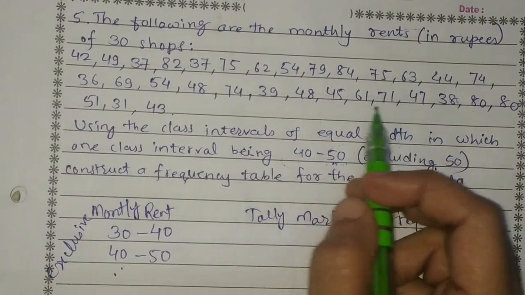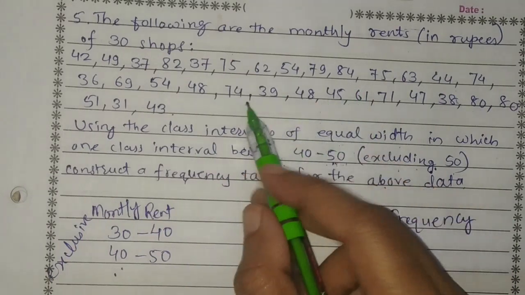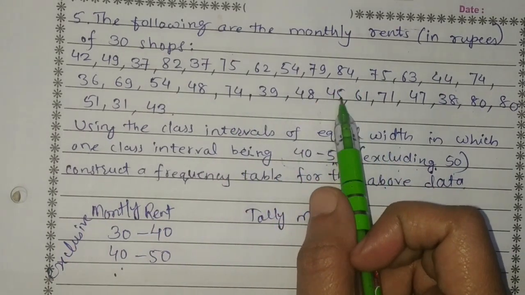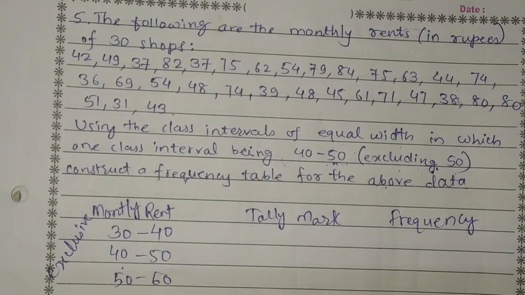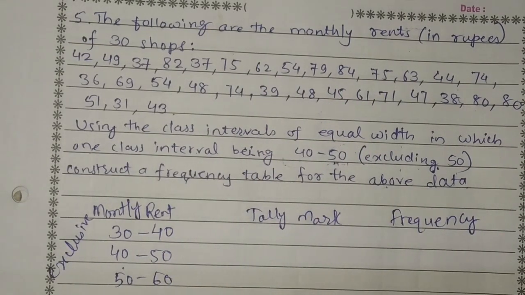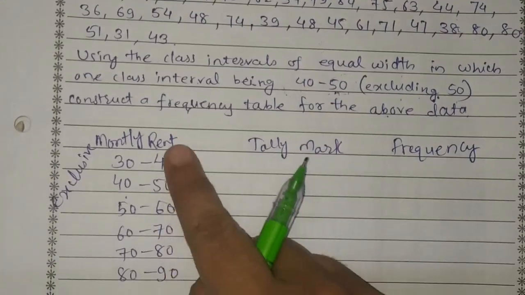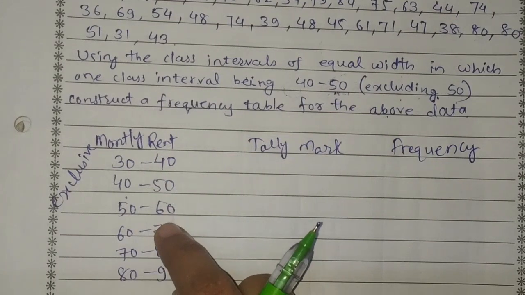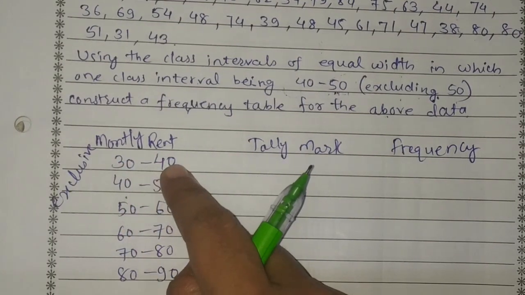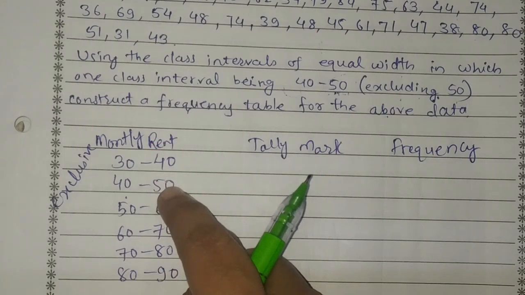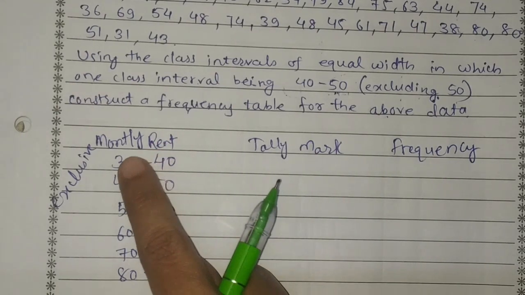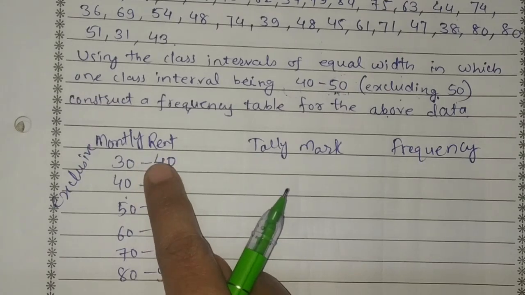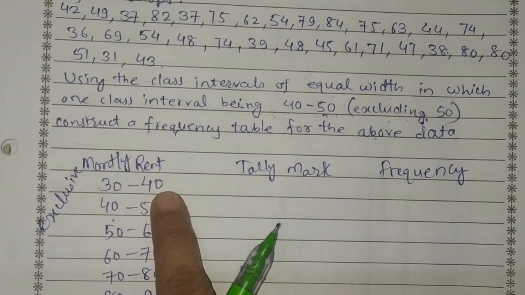Then the highest, we have to go up to 90, because 84 is here. So then we'll take 50 to 60, then 60 to 70, then 70 to 80, and then 80 to 90. So these are the class intervals, exclusive class intervals. The upper limit 40 will be included in the next one, the 50 will be included in the next, 60 will be included in the next one. So here only the lower limit will be included. So here we have to go 30 to 40 here.